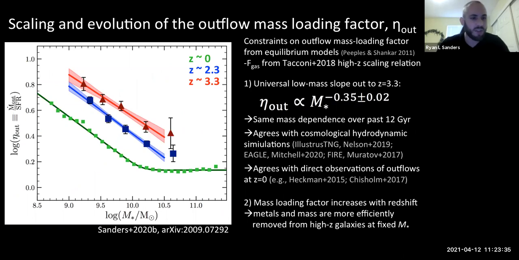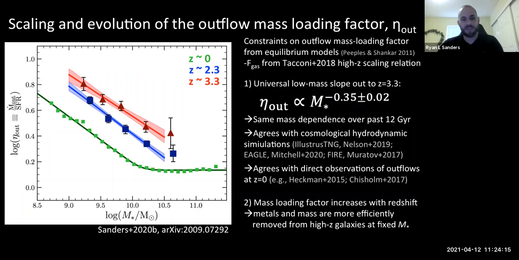So here we show the mass loading factor as a function of stellar mass as derived from our constraints on the mass metallicity relation. And we find again that the scaling of the mass loading factor with stellar mass essentially shows a universal low mass slope that doesn't evolve with redshift. And this again is similar in slope to what's seen in cosmological simulations. It's especially interesting that it matches what the FIRE simulation sees, because they produce their outflows essentially self-consistently from physical processes instead of inputting a prescription for the scaling. And so that's quite an interesting case that we match that.